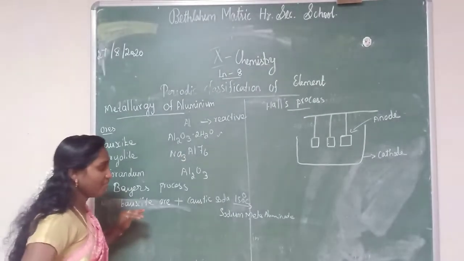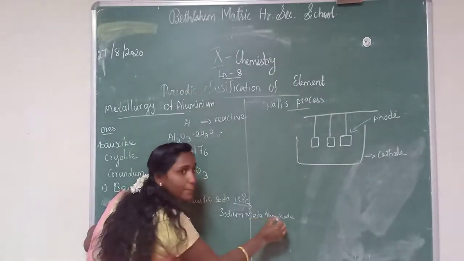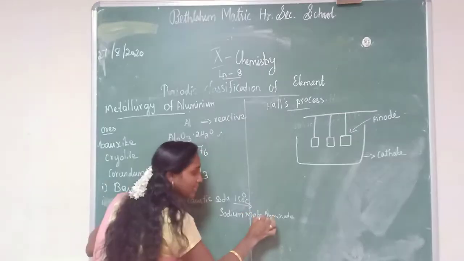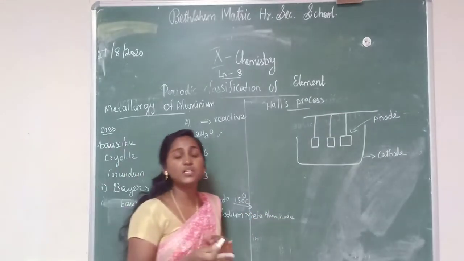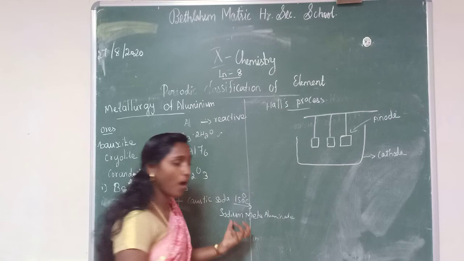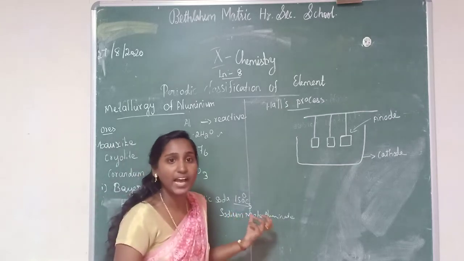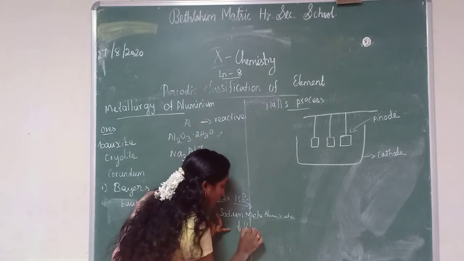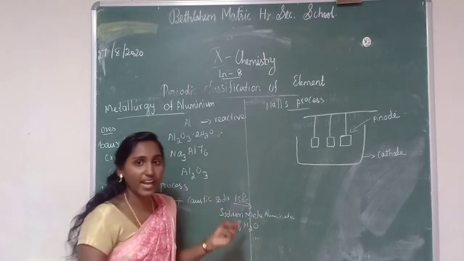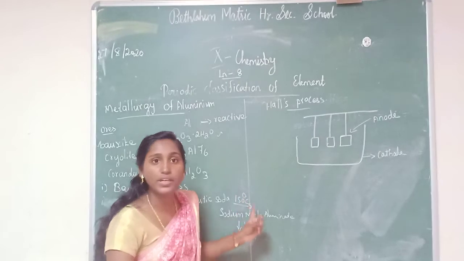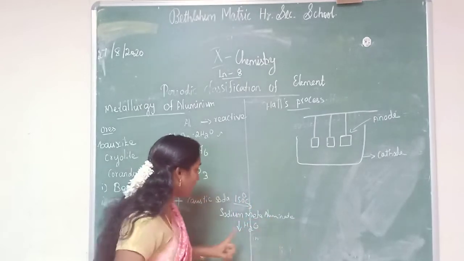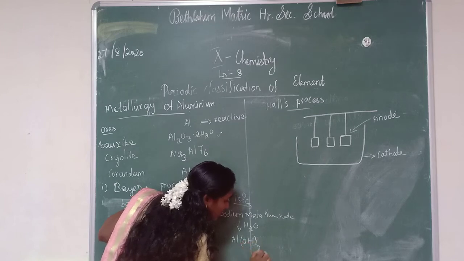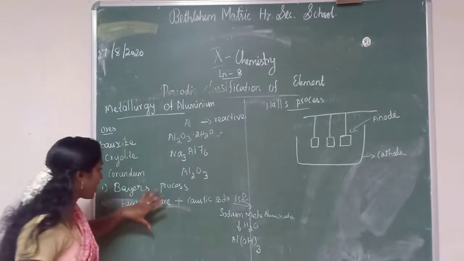Then second step, we got the product sodium meta-aluminate, right? On hydrolysis of the sodium meta-aluminate, hydrolysis means we should add what compound? Water. What is water formula? H2O. When we are adding water to this sodium meta-aluminate, we will get aluminium hydroxide, Al(OH)3. Have you understood this Bayer's process?